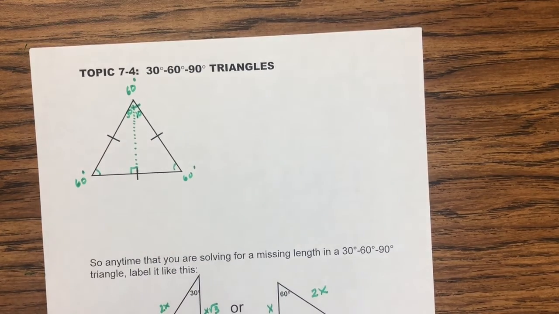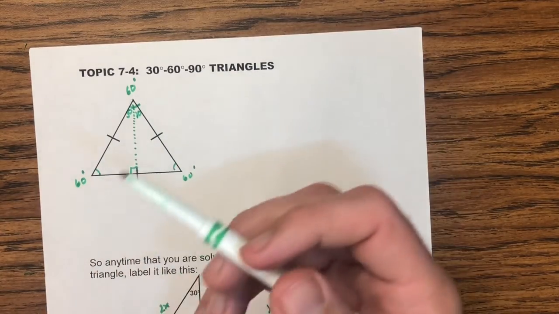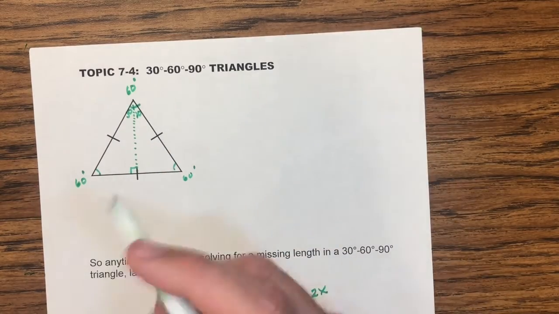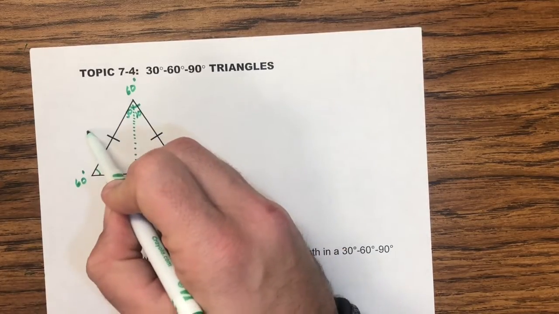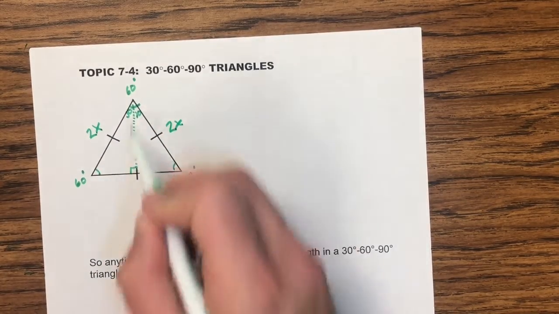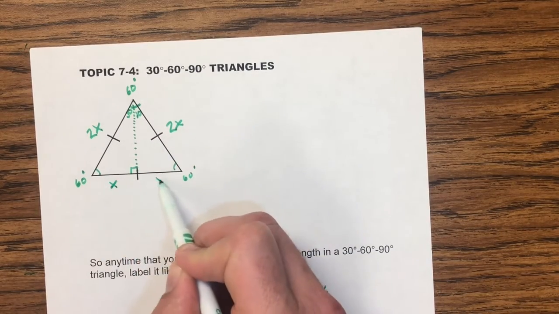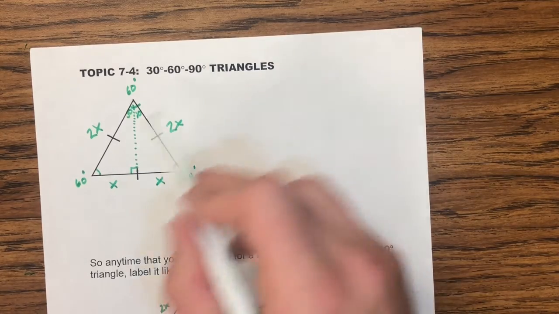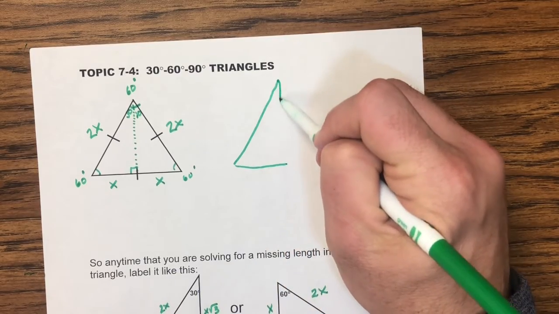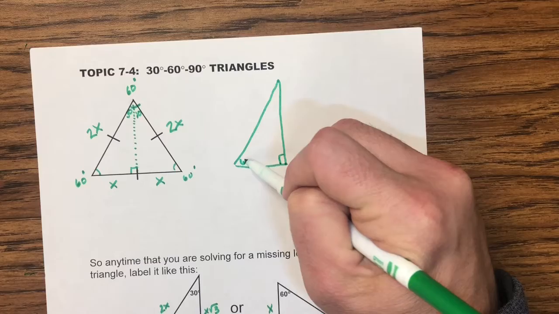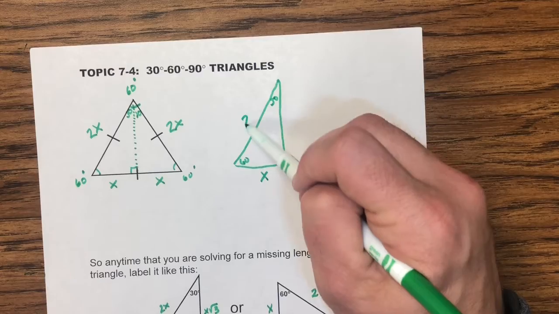Now, we could label the sides of this triangle. We could say that it was 10, 5, but because we're going to bisect it, I'm going to try to make it easy. Each length is 2x. Now when we bisect this, we're going to cut this one in half, which would mean that this half is x, and this half is x. So if we look at half, what we end up with is a 30, 60, 90 triangle. Length here is x, length here is 2x.